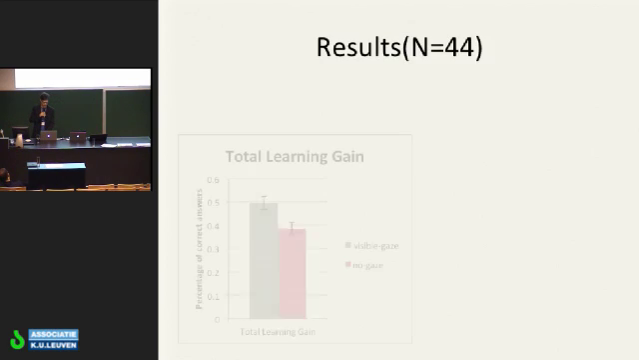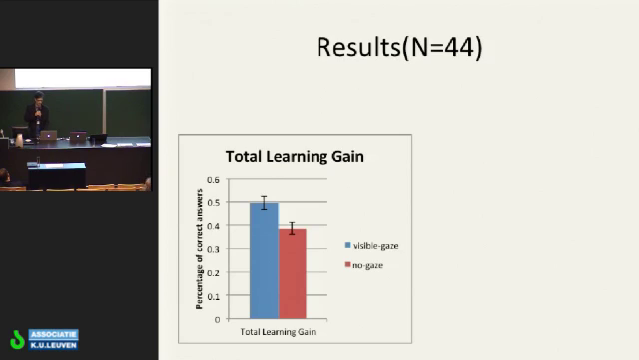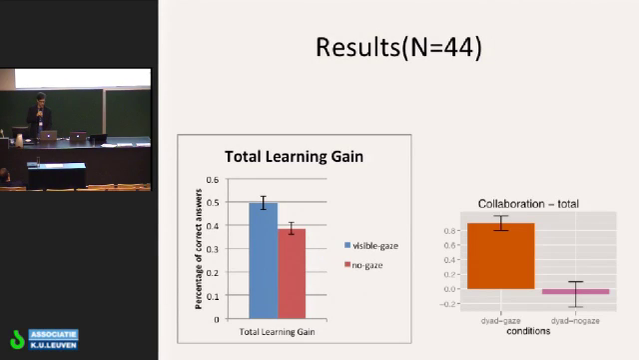And so I'm just going to show briefly some results. The people in the gaze awareness group, the people who were able to see the gaze of the other person on the screen, actually learned more from the task. And they also had a higher quality of collaboration. The way I measured collaboration was using a standard rating scheme from the CSCL community, the one developed by Meier and colleagues. It's actually a pretty easy tool to use.